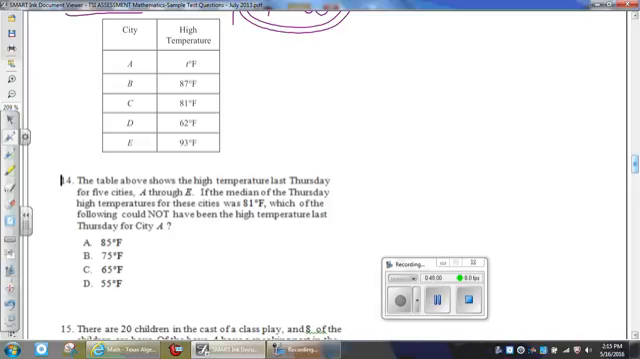So the table shows the high temperature last Thursday for 5 cities, A through E. If the median of the Thursday high temperatures for the cities was 81, which of the following could not have been the high temperature last Thursday for city A? Okay, that's a problem that I am going to have to read more than once. So what do we know about the median? It is 81, and we're missing one of them, right?